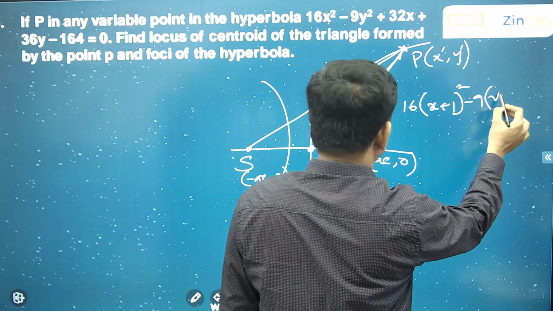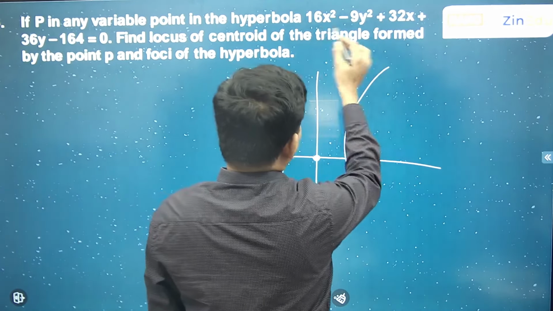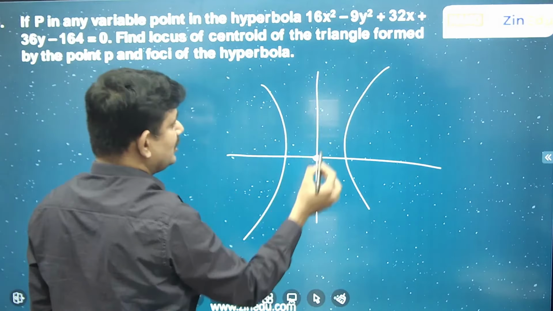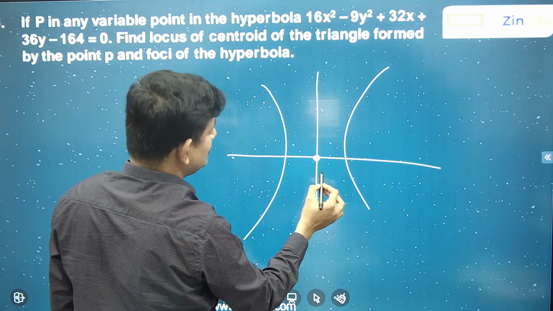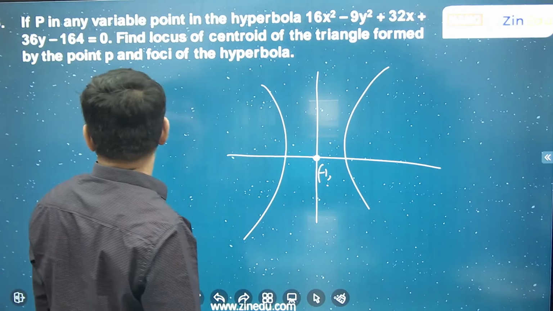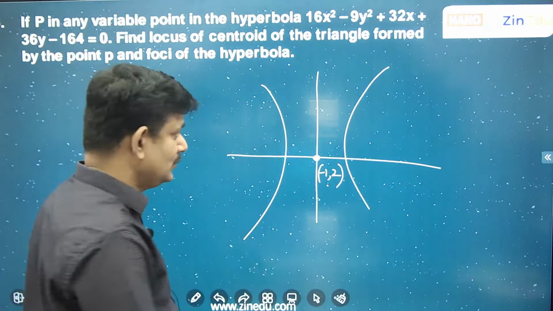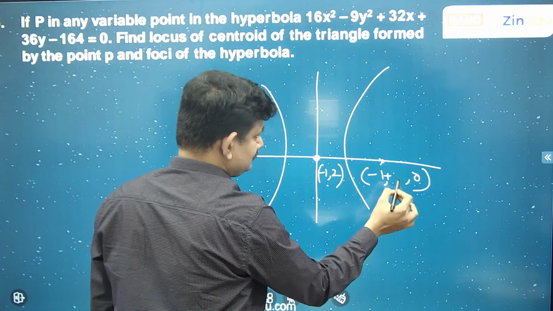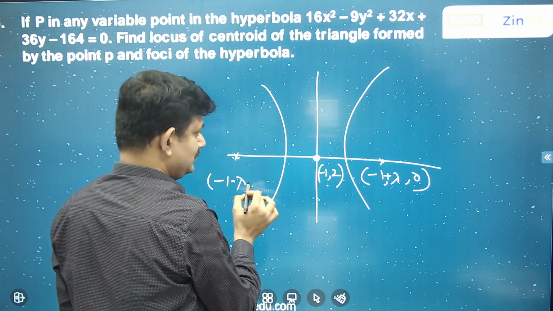So what is the center? Understood the concept, all of you? So center is, with 16 I have taken common, x square plus 2x. So x coordinate is minus 1. Minus 9 we have taken common, y square minus 4y, so 2, this is the center. Focus will be (minus 1 plus lambda, 0), (minus 1 minus lambda, 2).